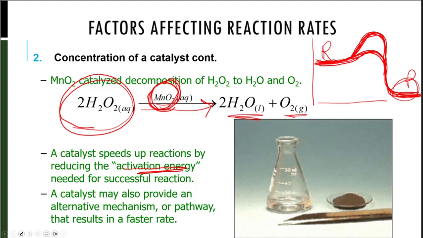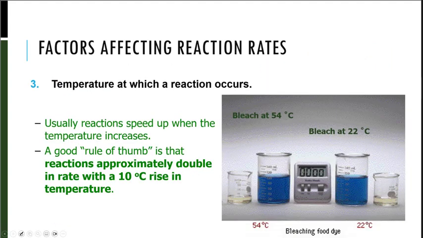The catalyst may also provide an alternative mechanism or pathway that results in the faster rate, just like I showed above. Temperature also affects reactions. Usually reactions speed up when the temperature increases. A good rule of thumb is that reactions approximately double in rate with a 10 degrees Celsius rise in temperature.